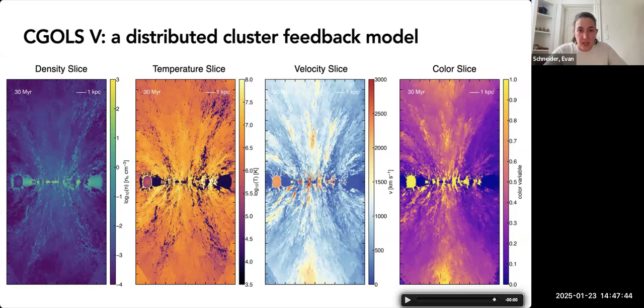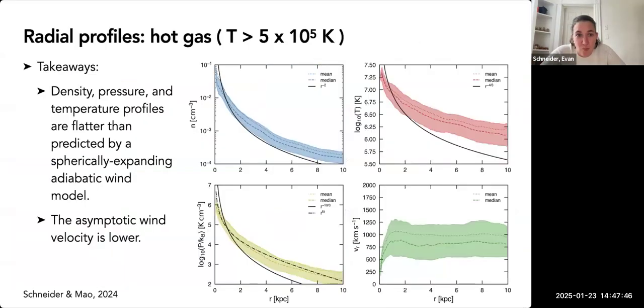Yeah, cool. All right, so what can we learn from this? Before I move on to the cloud scale structure, I want to briefly mention the hot gas, because this is a talk about diffuse gas. We learned a lot about how the hot gas in outflows behaves from these models. In particular, one of the main things we learned is that you can't ignore the two-phase interaction if you want to correctly predict the properties of the hot phase.